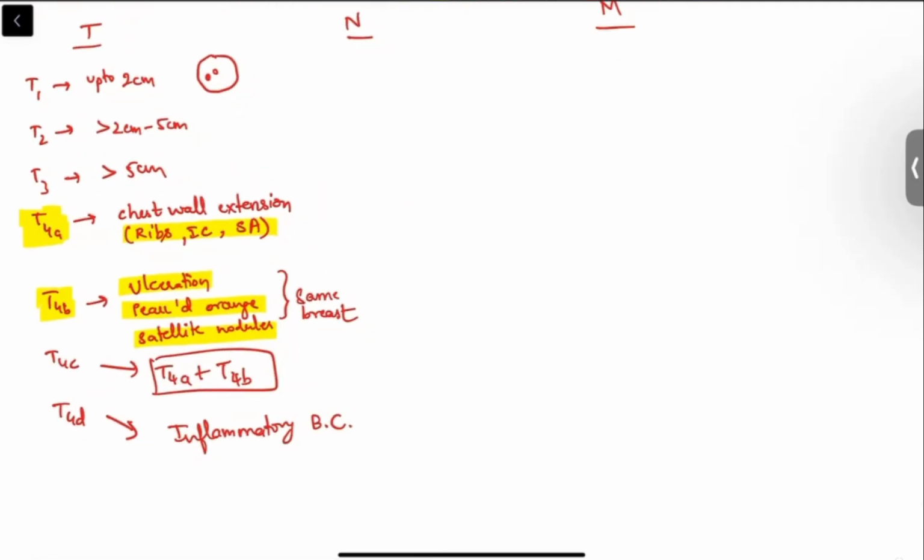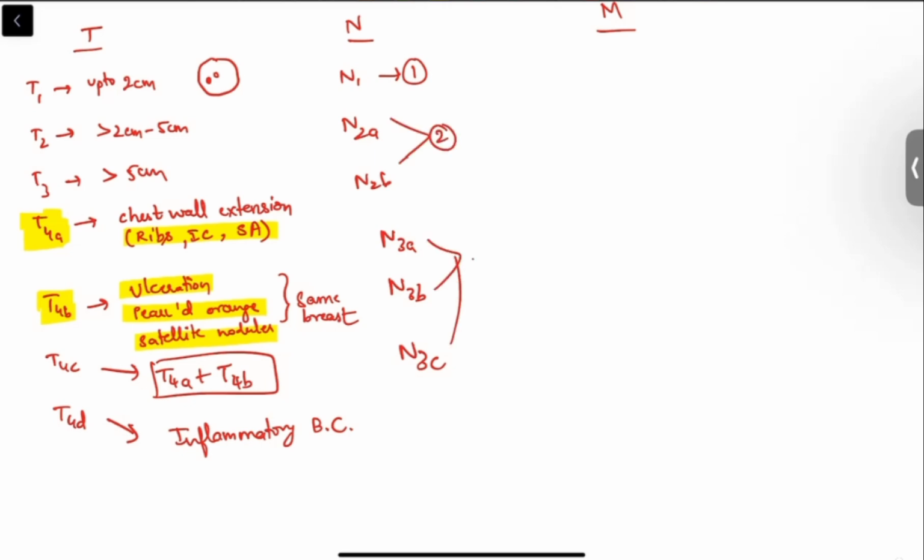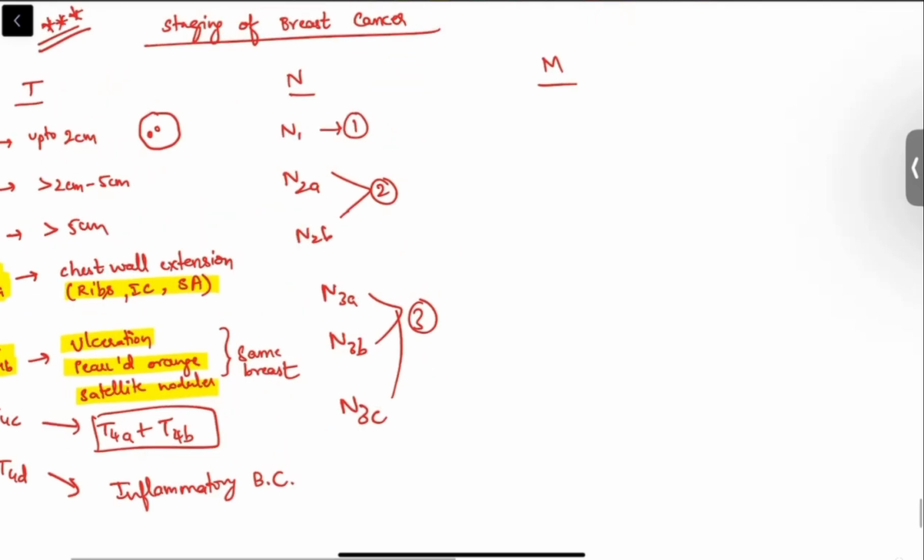Now coming to N staging. N is again classified as N1, N2A, N2B, N3A, N3B, N3C. So basically N1 has 1 column, N2 has 2 columns, N3 has 3 columns. You can remember it this way. N1 is when the metastasis is to ipsilateral axillary lymph nodes.